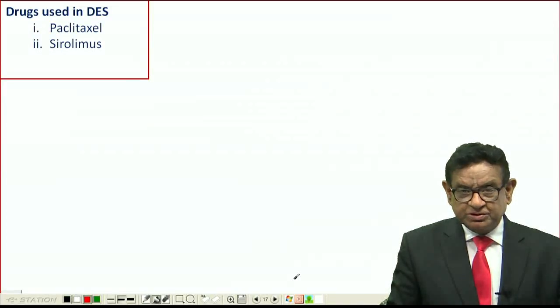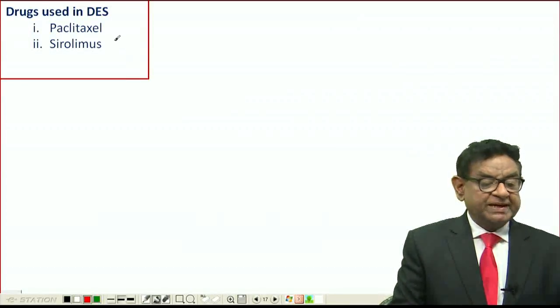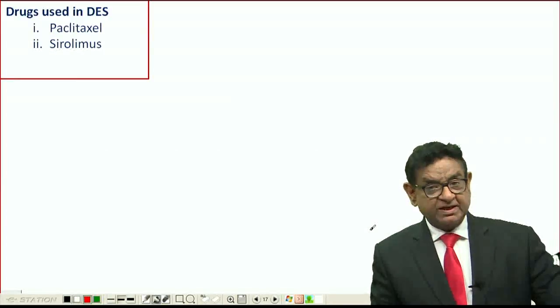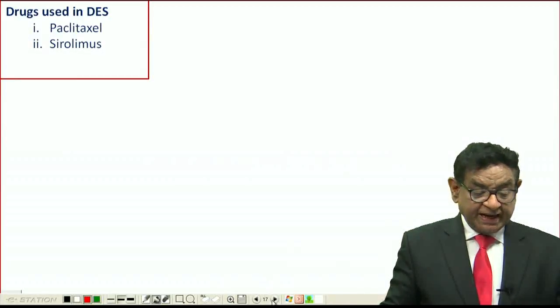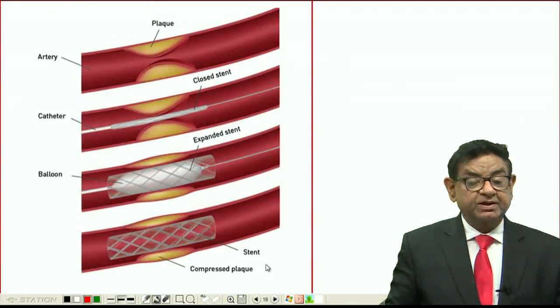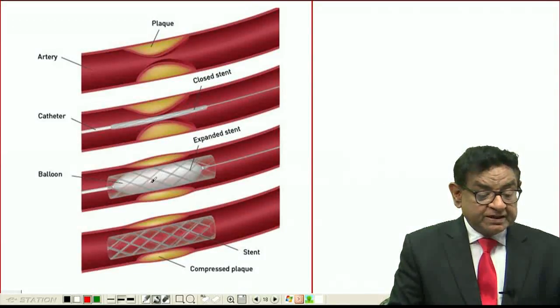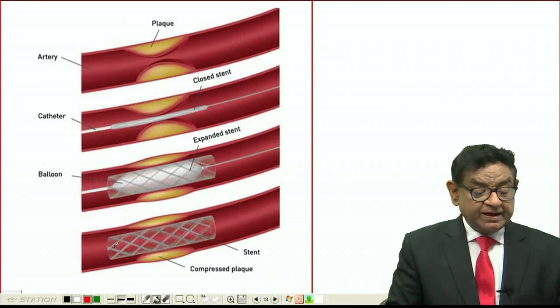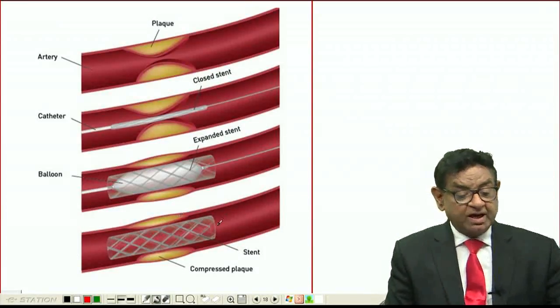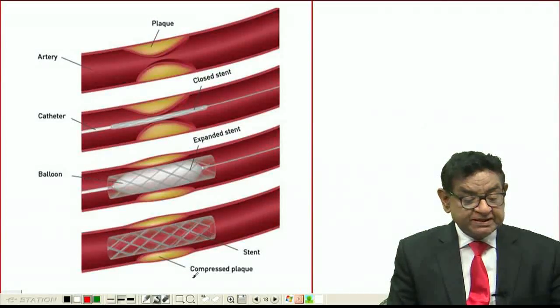Now, what drugs do we use to prevent clots? Paclitaxel and sirolimus are the drugs that we use in drug-eluting stents. So here's a beautiful picture telling you this: the plaque is there, here's the catheter, and here this expanded stent is there, and now the stent is left here, and the catheter is taken out, and this expanded stent has compressed the plaque.